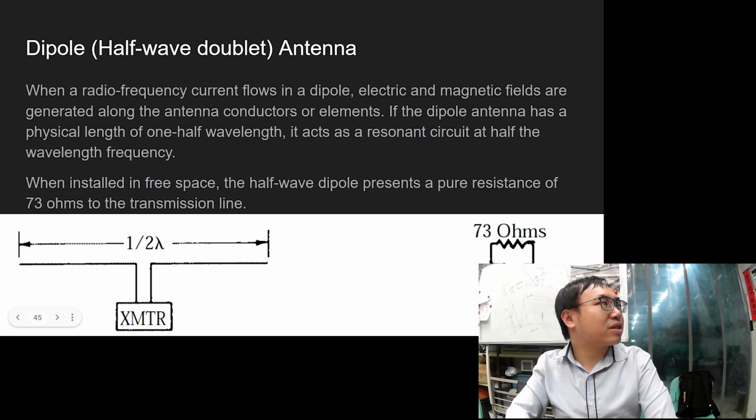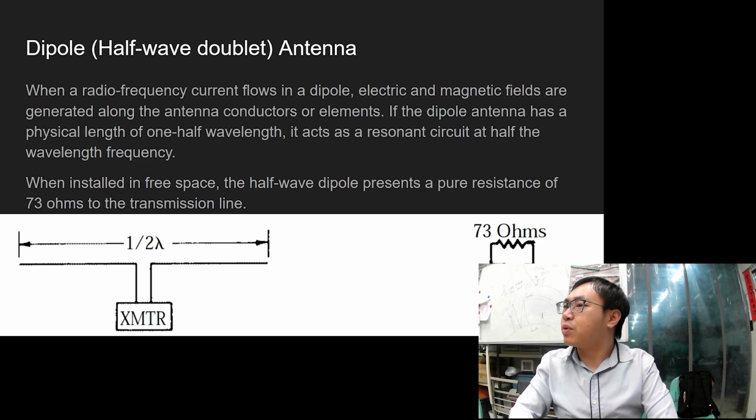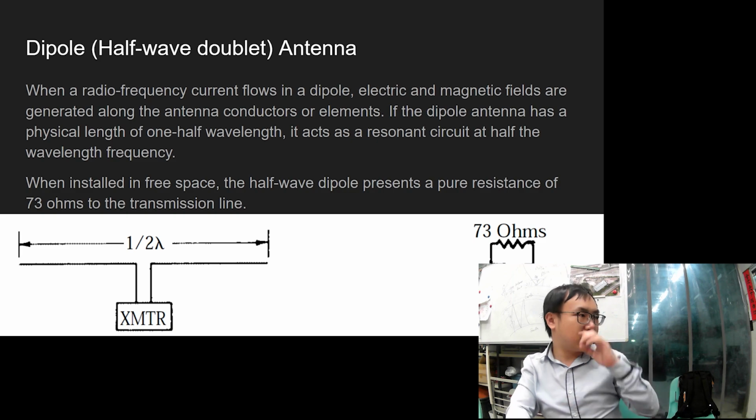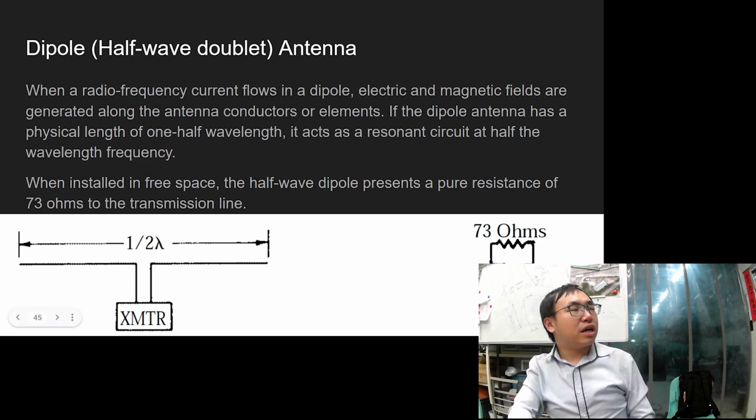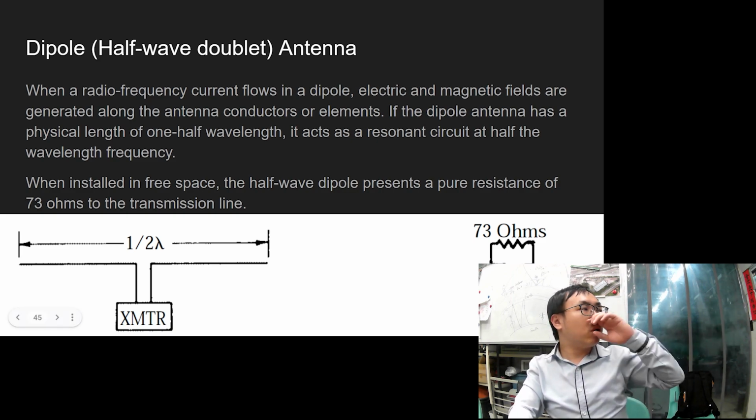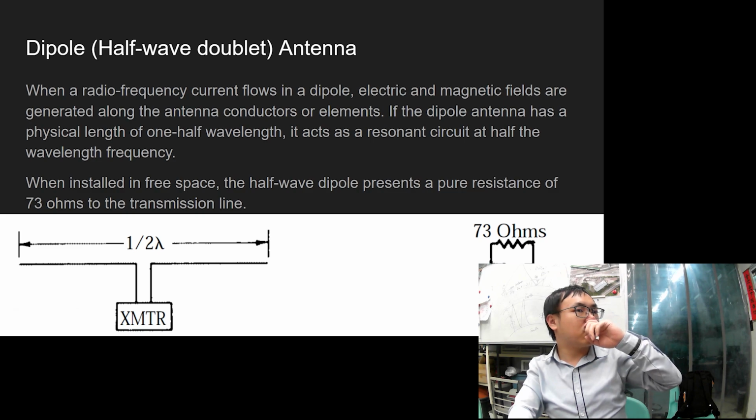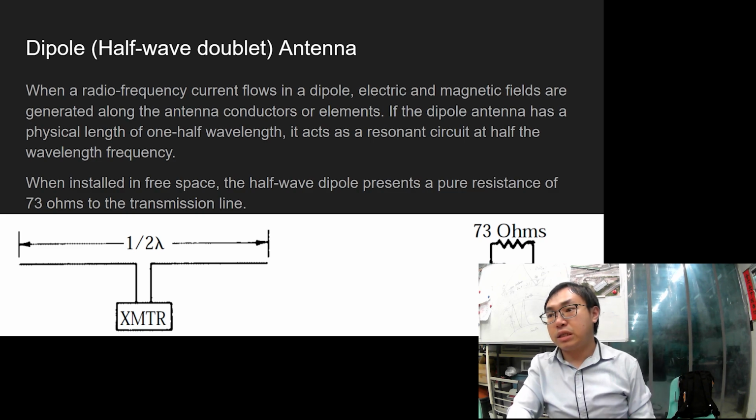Okay. So you can imagine that if we want to do HF communications with, say, a 40 meter wavelength, then you have an antenna of 20 meters, which is a very huge antenna. You can think in this way. That's why we have a very huge antenna at the back. One of the reasons why.